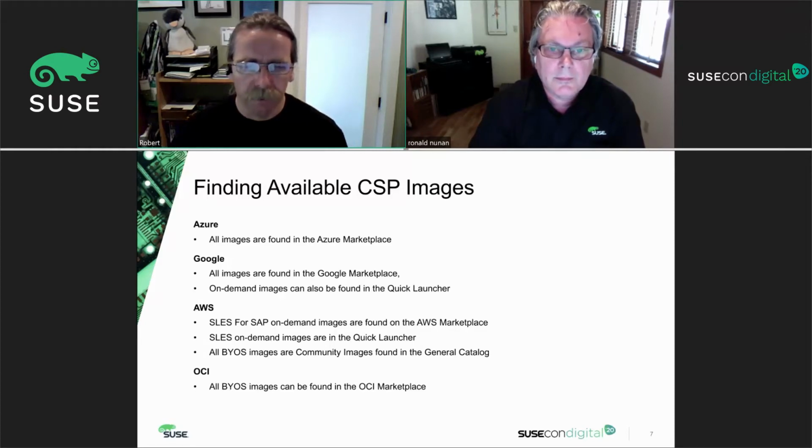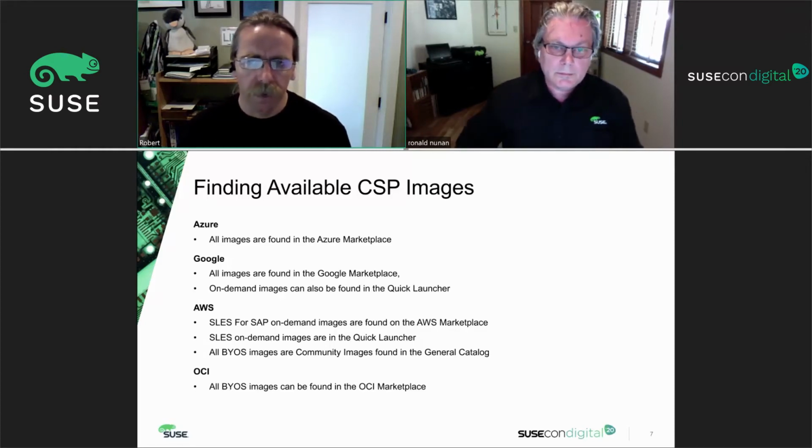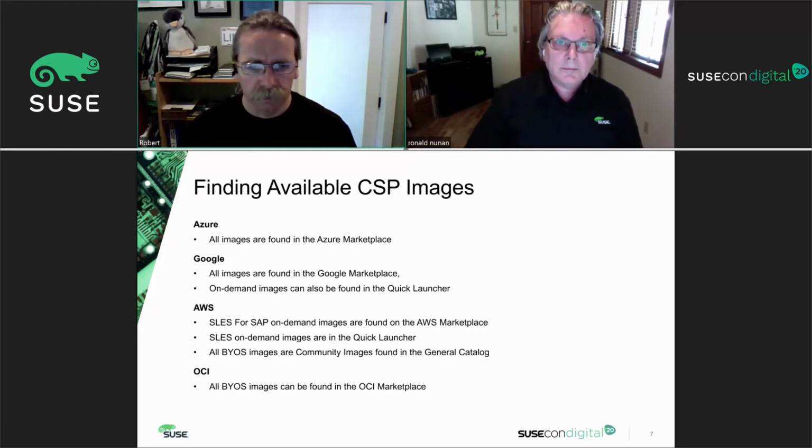The data you get from PINT is basically a history of all images we have ever published. The very first image SUSE published was pretty much 10 years ago in AWS. And every image has a history going forward, from the very first image in each of these frameworks to the current image.